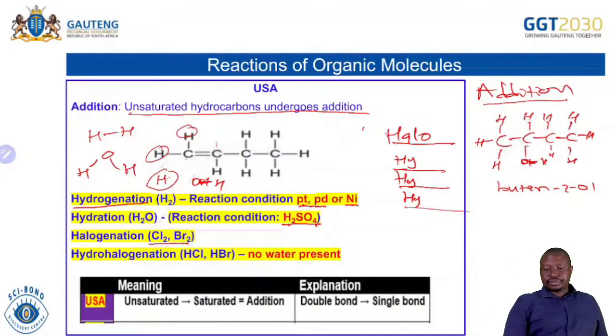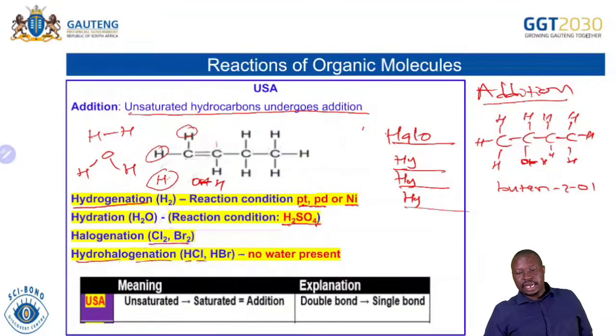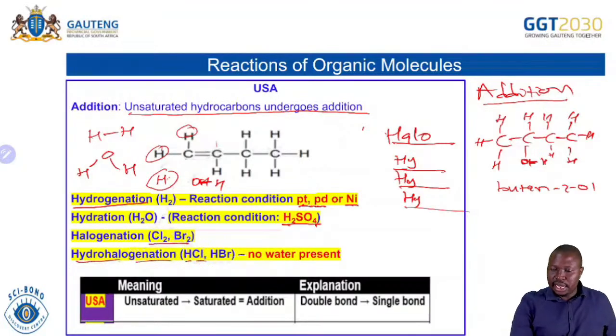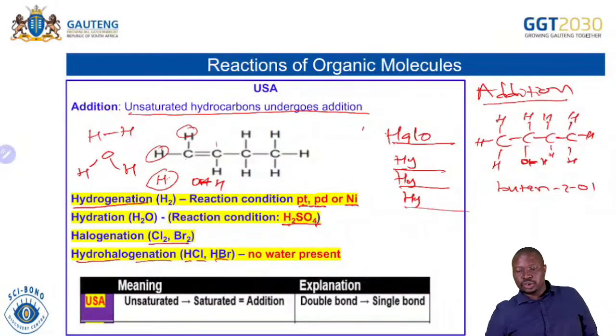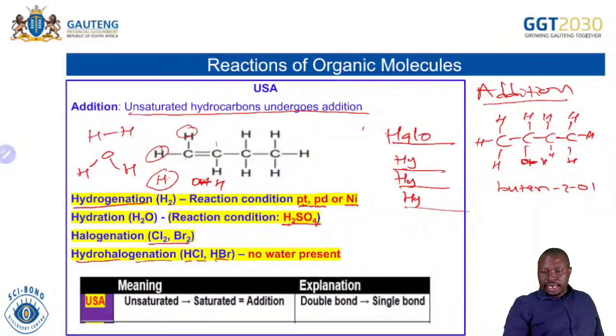Now the last one is the hydrohalogenation, where you are adding the hydrogen and the halogen, which is HCl or HBr. We only do those 2. And you must know that if you are adding the H and the Cl, you will apply the same principles you used when you add water, where the hydrogen will go where there are many hydrogens, and the chlorine will go where there are fewer hydrogens, meaning that will form 2-chlorobutane on that structure.